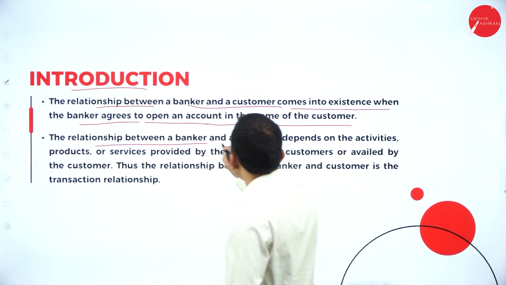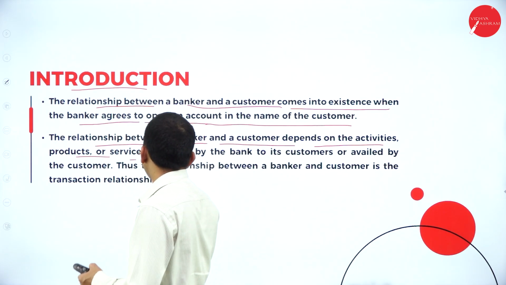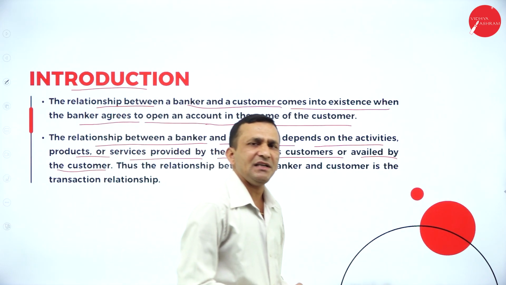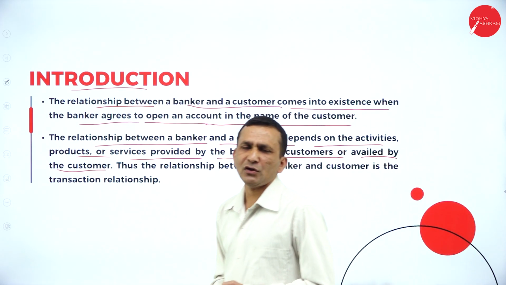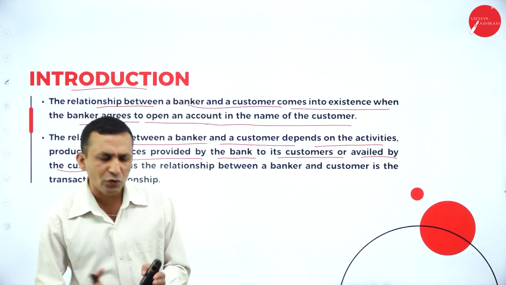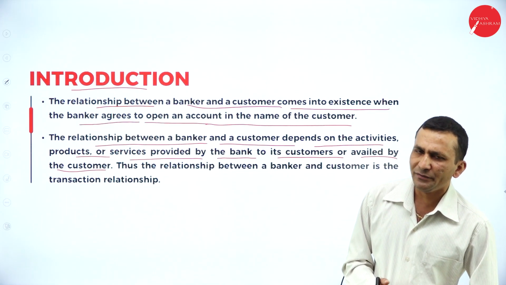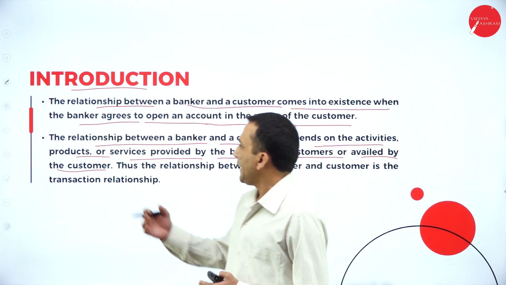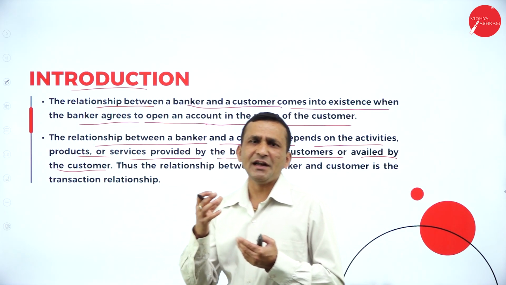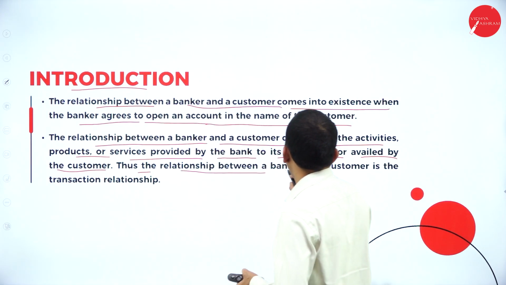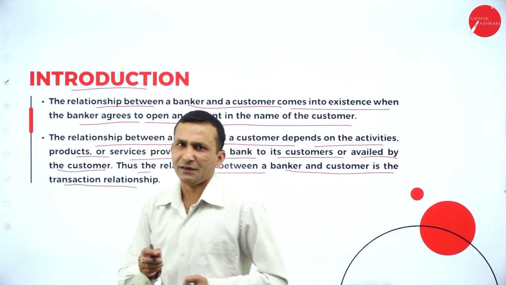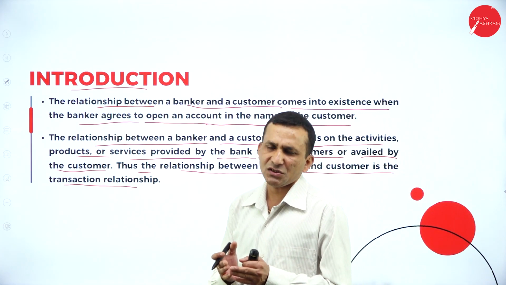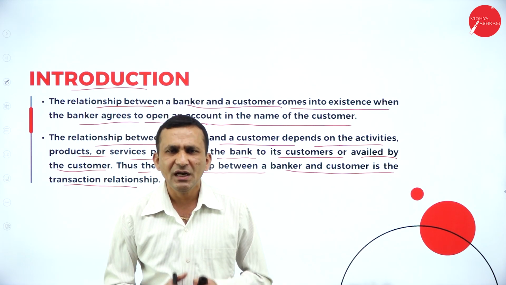So the relationship between the bankers and customer depends on the activity, product and service provided by the bank and availed by the customer. A lot of facilities and services are offered to the customer. The customer and bankers want to maintain a good relationship, because the customers are expecting different banking and financial products. Thus the relationship between the bankers and customer is a transaction relationship, not any other relation apart from the transaction. Whatever activity goes on between the customers and the banker is based on transactions only.